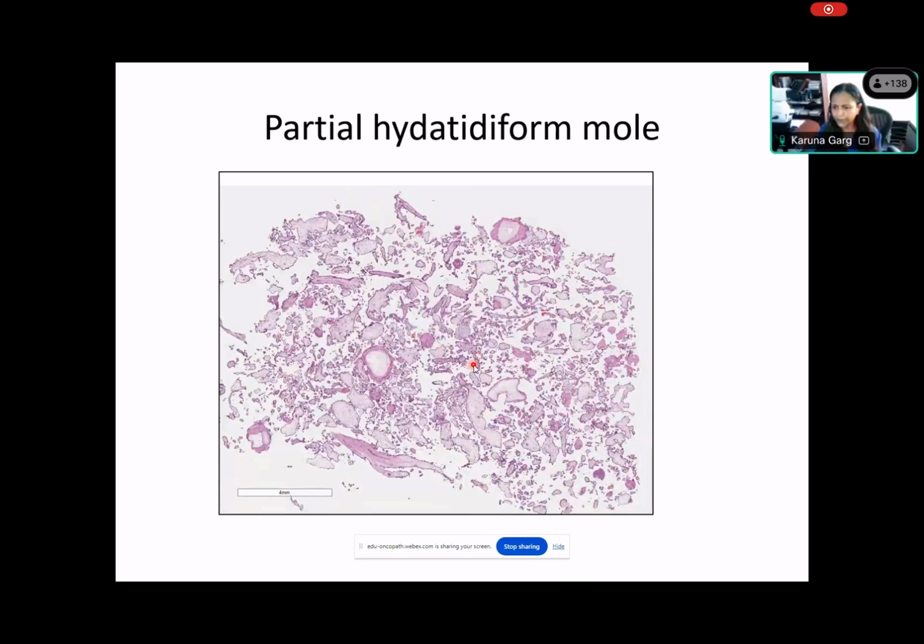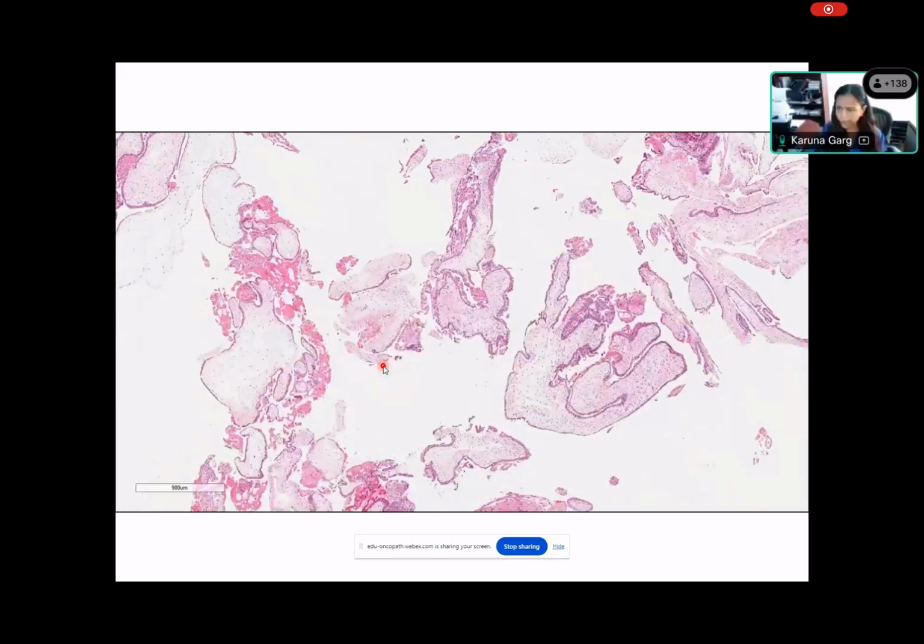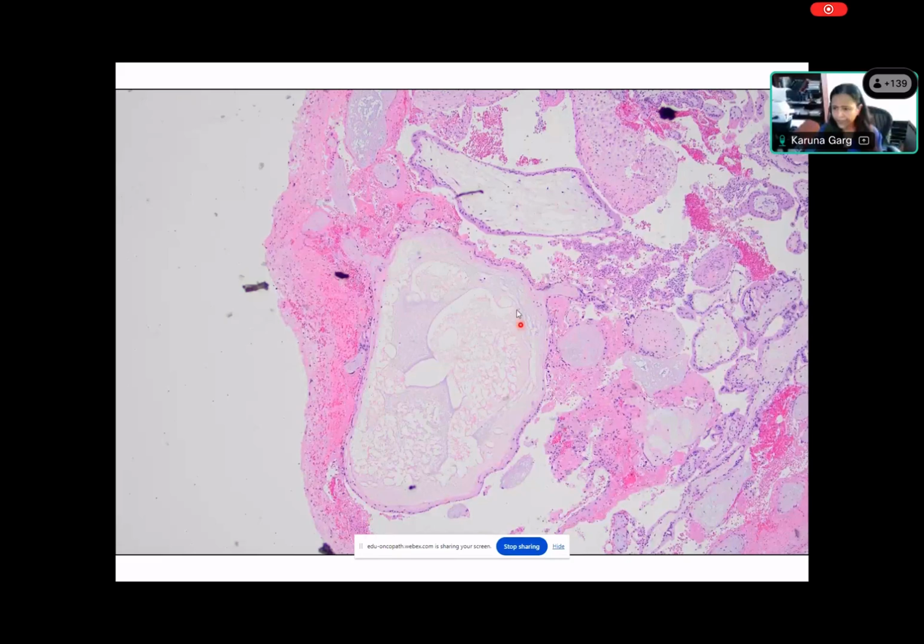So here's an example of partial moles that we've had here. You can see this one has small fibrotic villi and a population of larger abnormal villi with a lot of irregular contours. Another example with the small fibrotic villi and a population of larger villi. Once you look at the larger villi, there is some overlap with both a complete mole as well as a non-molar gestation, but this one does have quite a lot of trophoblastic proliferation. And there were occasional cisterns.